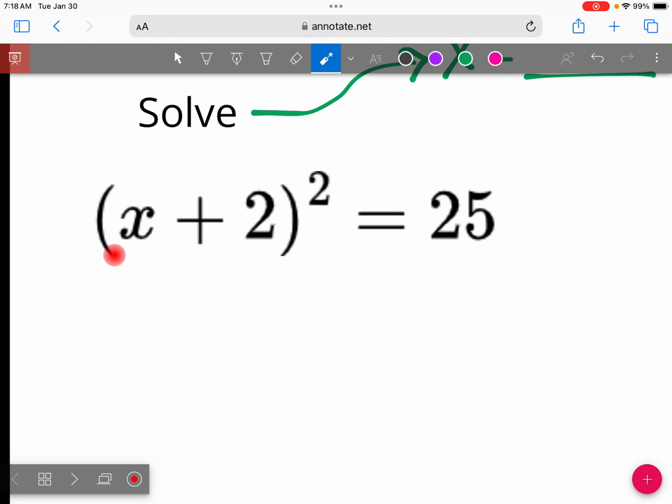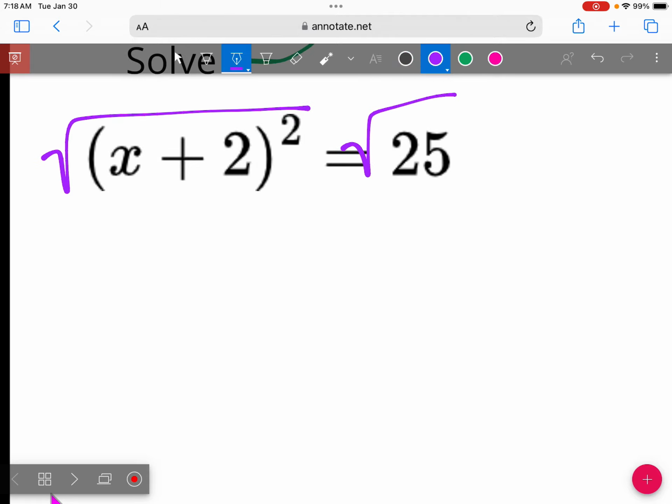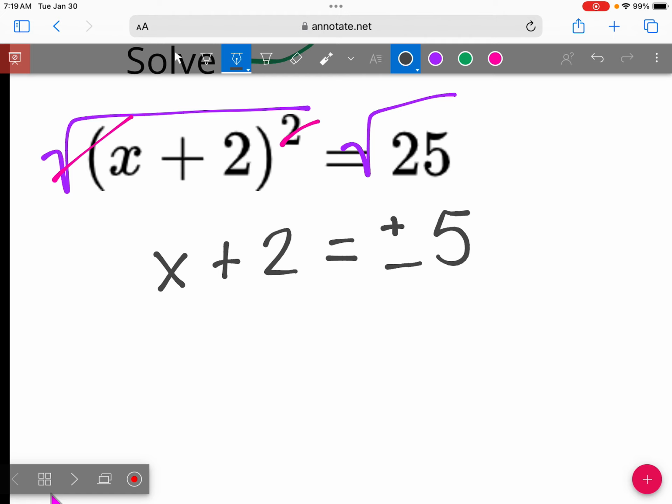If I want to get the x by itself, what can I do to both sides to get rid of a square? Square root it. How do we get rid of a square? We can square root it. So we have the square root and the square canceling out, and we're left with x plus 2 equals 5. When we were solving these way back in the day, remember it could be positive 5 or it could be negative 5, and we don't know.